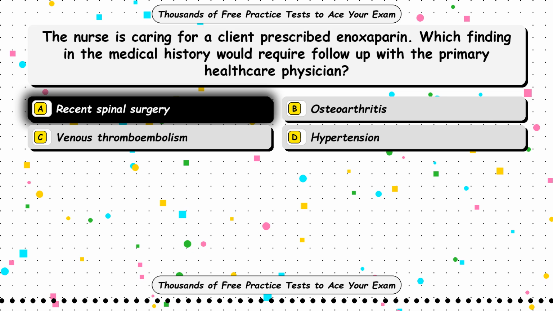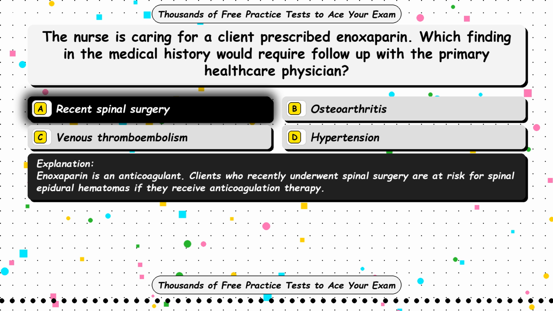The correct answer is option A. Recent spinal surgery. Enoxaparin is an anticoagulant. Clients who recently underwent spinal surgery are at risk for spinal epidural hematomas if they receive anticoagulation therapy.